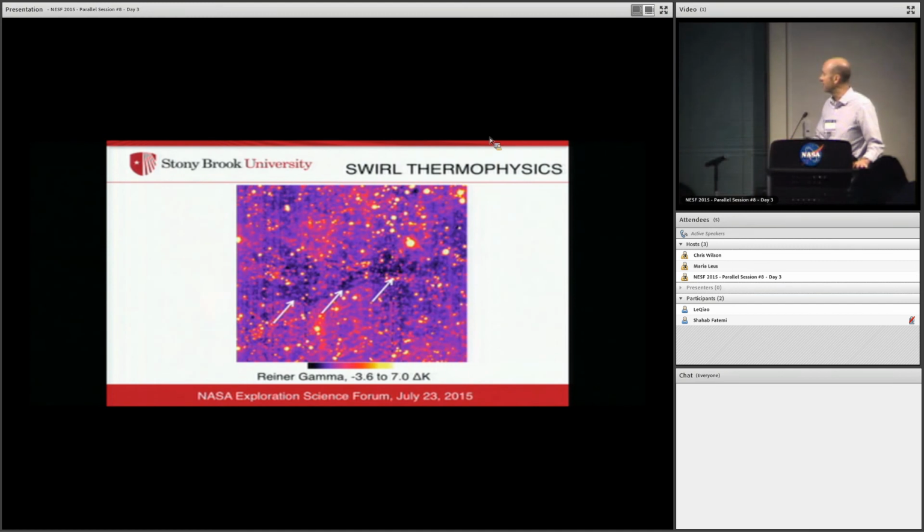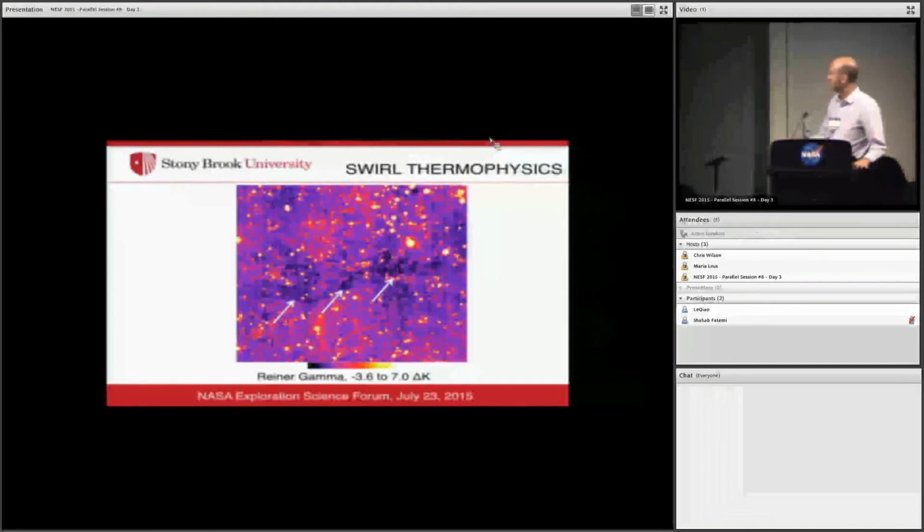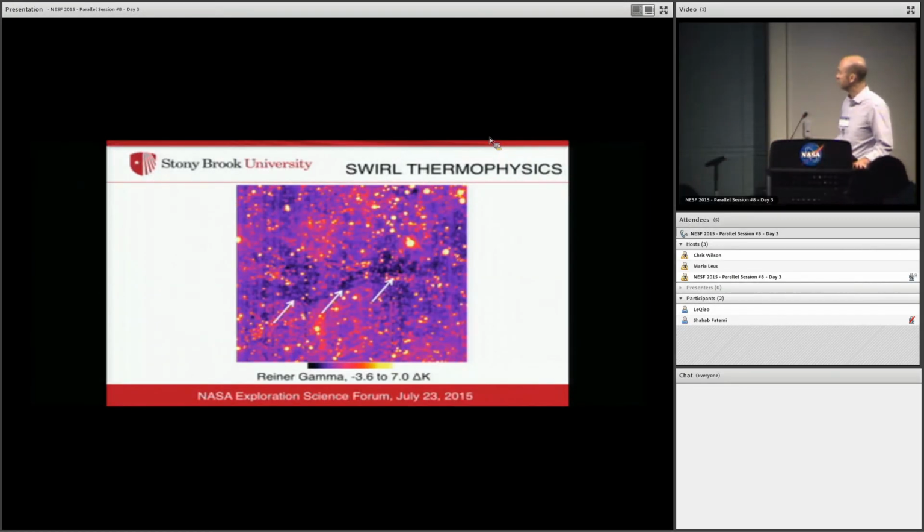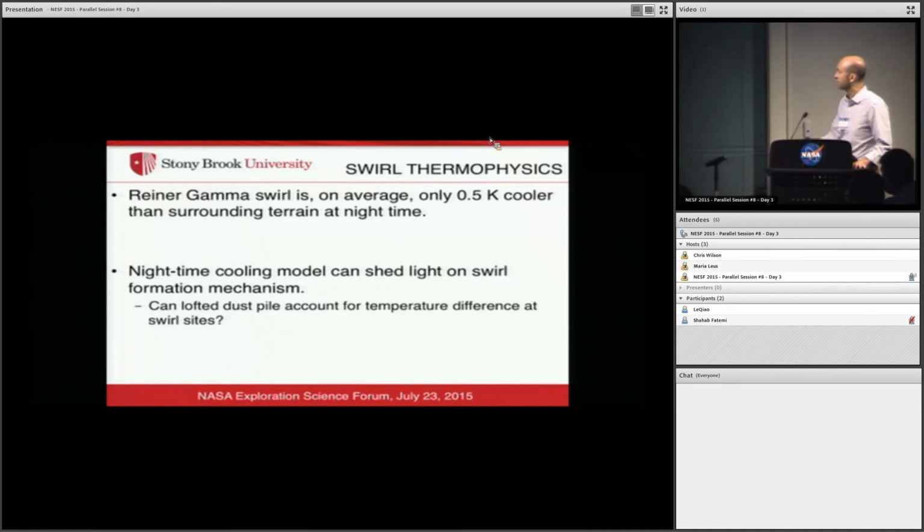So this is a map put together by Josh Banfield, where we're looking now at just the change in temperature relative to the whole scene average at night. And here's the Reiner Gamma swirl region, which I showed in my first plot. You can maybe make out a darker, slightly lower temperature region around the area of the swirl compared to the regional terrain. What really pops out are these little craters, which have higher nighttime temperatures. The Reiner Gamma swirls, on average, are only about half a degree cooler than the surrounding terrain at night.